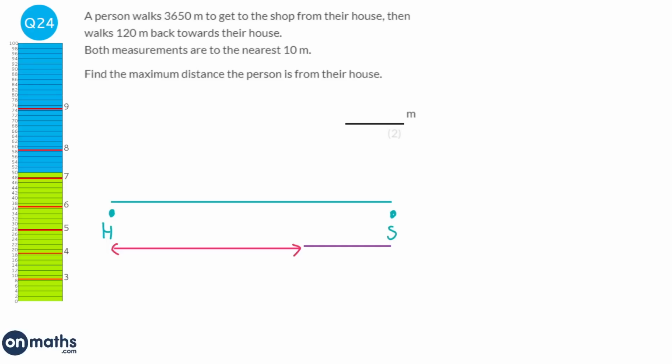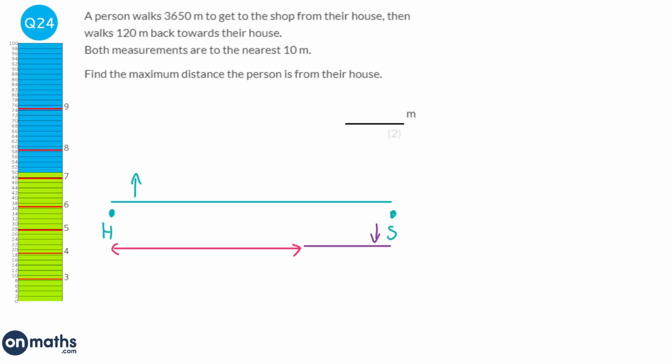So we can see that we want to maximize this distance here, so that the shop is a long way away, and we want to minimize this distance here because we don't want them to have made that much distance towards their house, because we want to maximize that distance.